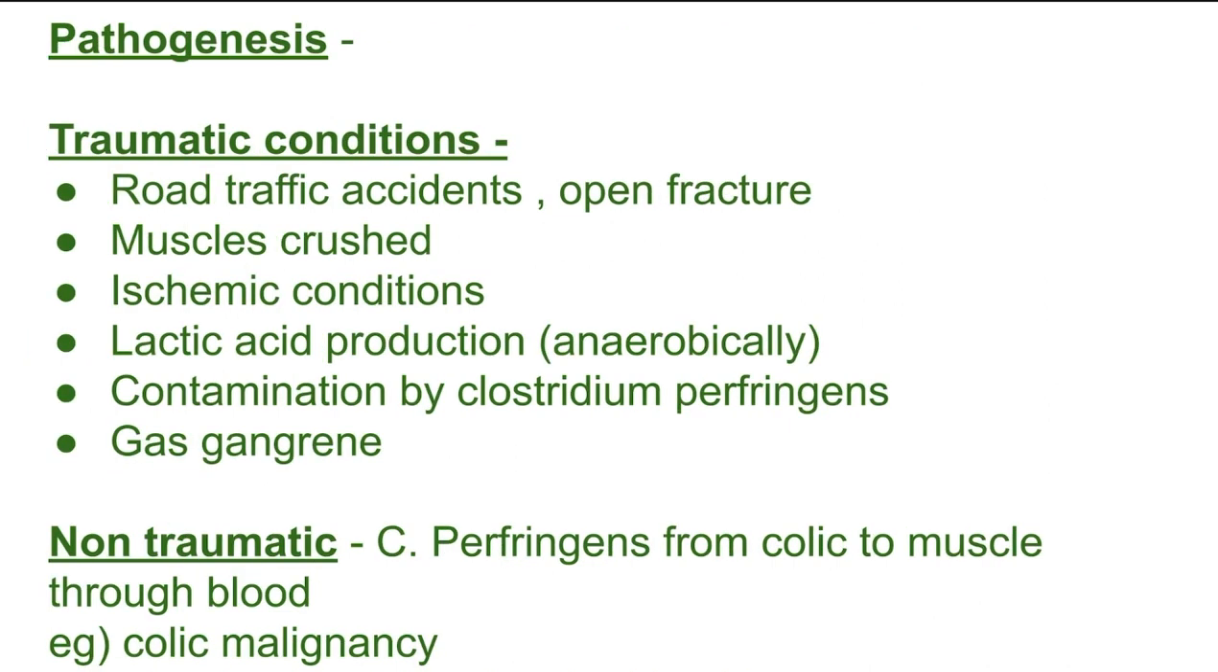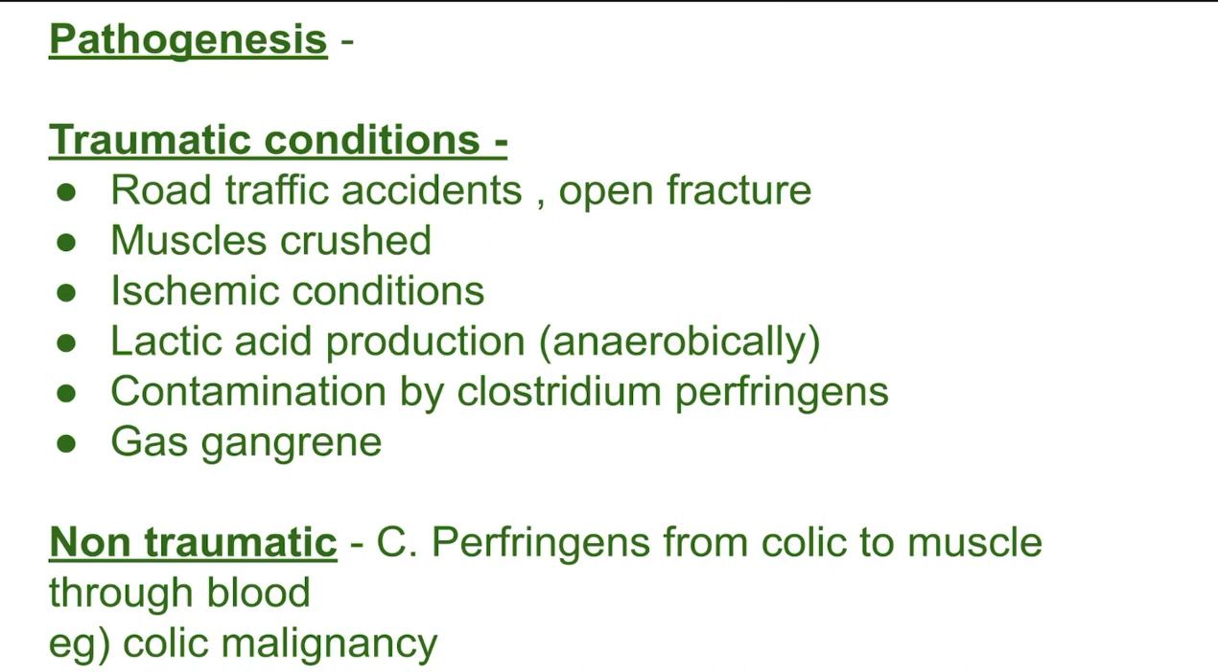Coming to pathogenesis, gas gangrene is most commonly caused in traumatic conditions, and sometimes non-traumatic conditions can also lead to it. In traumatic conditions, such as road accidents or severe fractures, there will be crushing of the muscle. So it creates ischemic conditions, that means there will be no oxygen supplied to the underlying tissue.